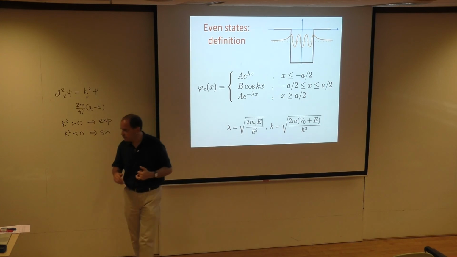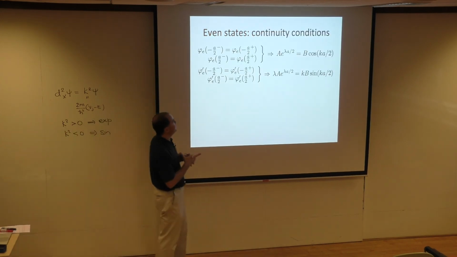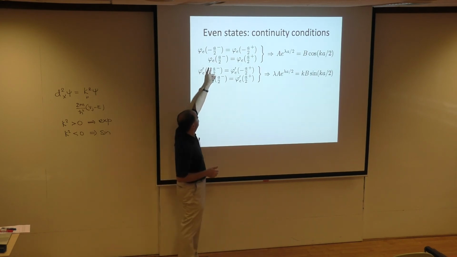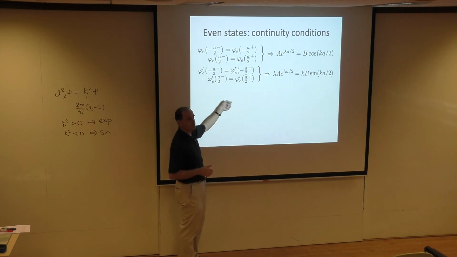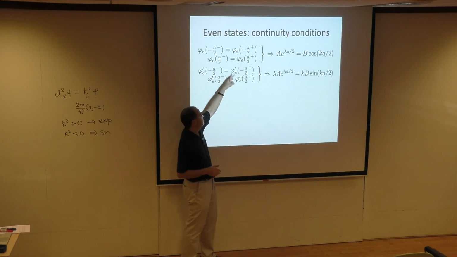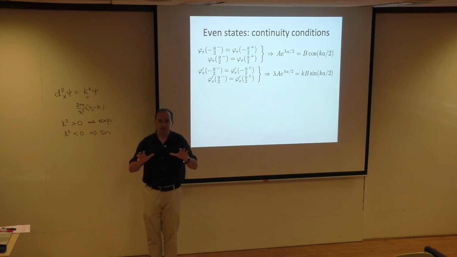Okay, so let's try to do that. These are the famous connections, so that the wave function at minus a over 2 coming from the left is the same as the function at minus a over 2 coming from the right, the same for a over 2, the same for the derivatives, and it gives those solutions. Now you say, well, how does this come about?